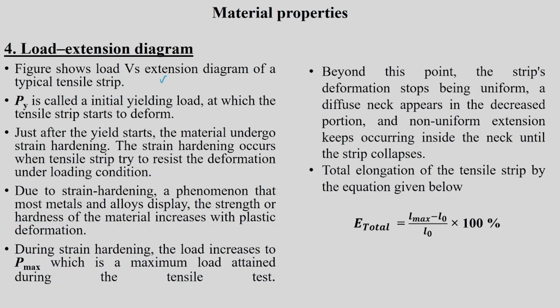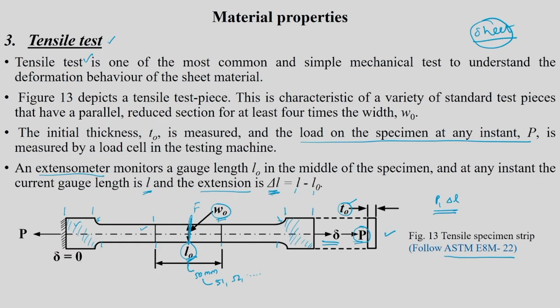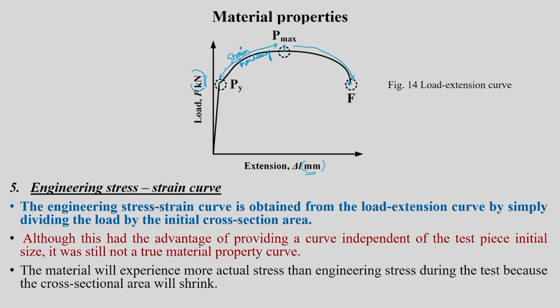Okay. And you will see that strain hardening occurs when the tensile strip resists the deformation under loading condition. Okay. Due to strain hardening, a phenomenon that most metals and alloys display, the strength or hardness of the material increases with plastic deformation. So, why strength increases during plastic deformation is mainly because of strain hardening. Of course, one can understand the mechanism more from a material science point of view, but for this particular course this would be more than sufficient. Okay. So, the load increases with displacement in the plastically deforming region mainly because of strain hardening.